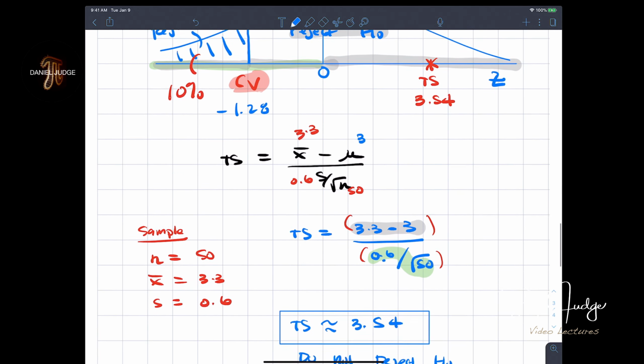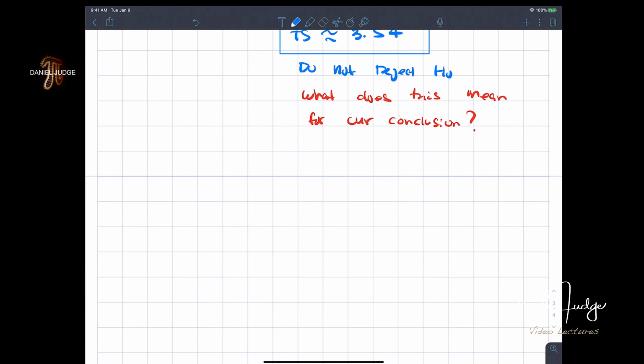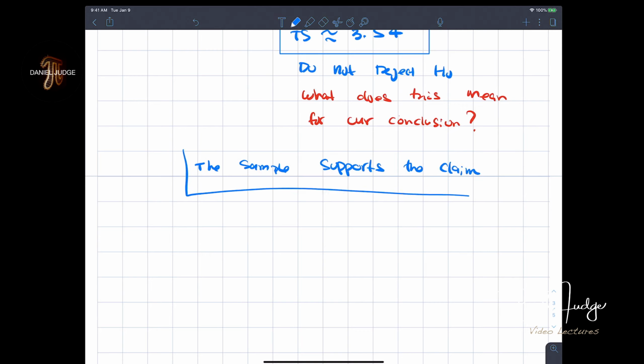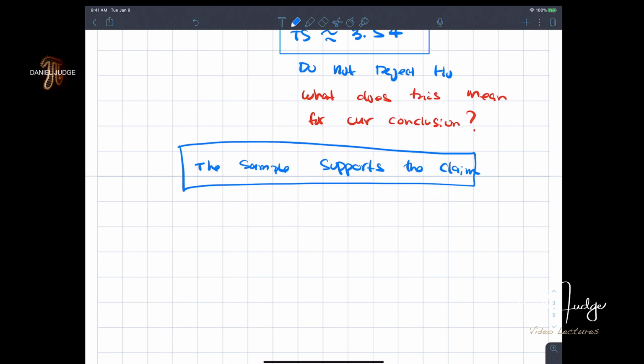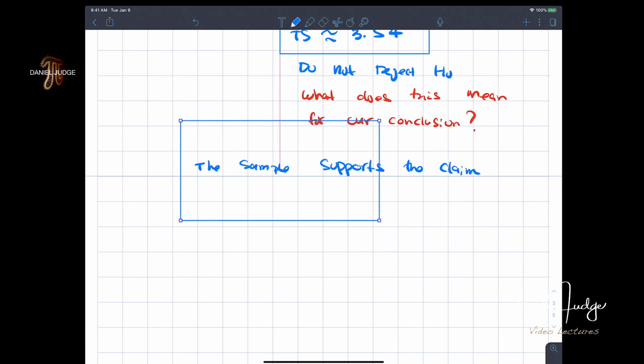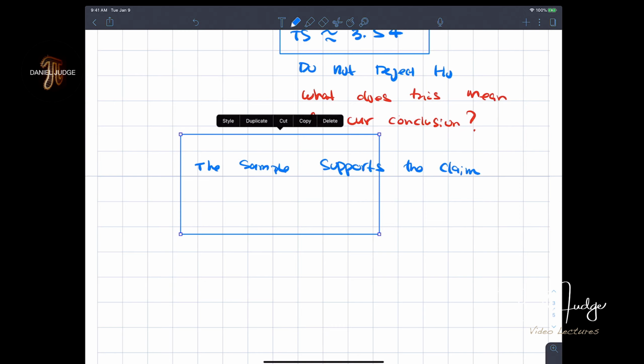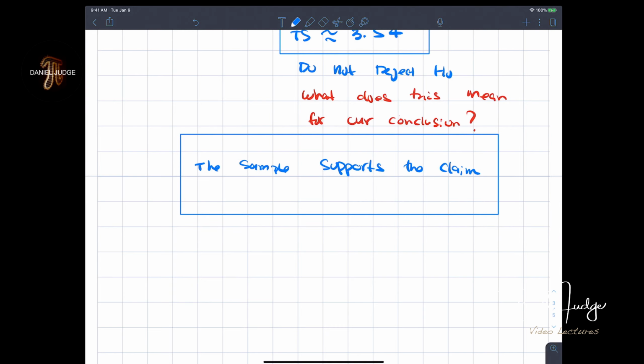The test statistic is based on the sample. So here's what this means. The sample supports the claim. Well, that's weird. So your sample supports the claim, ladies and gentlemen. And that's your conclusion. Sample supports the claim.